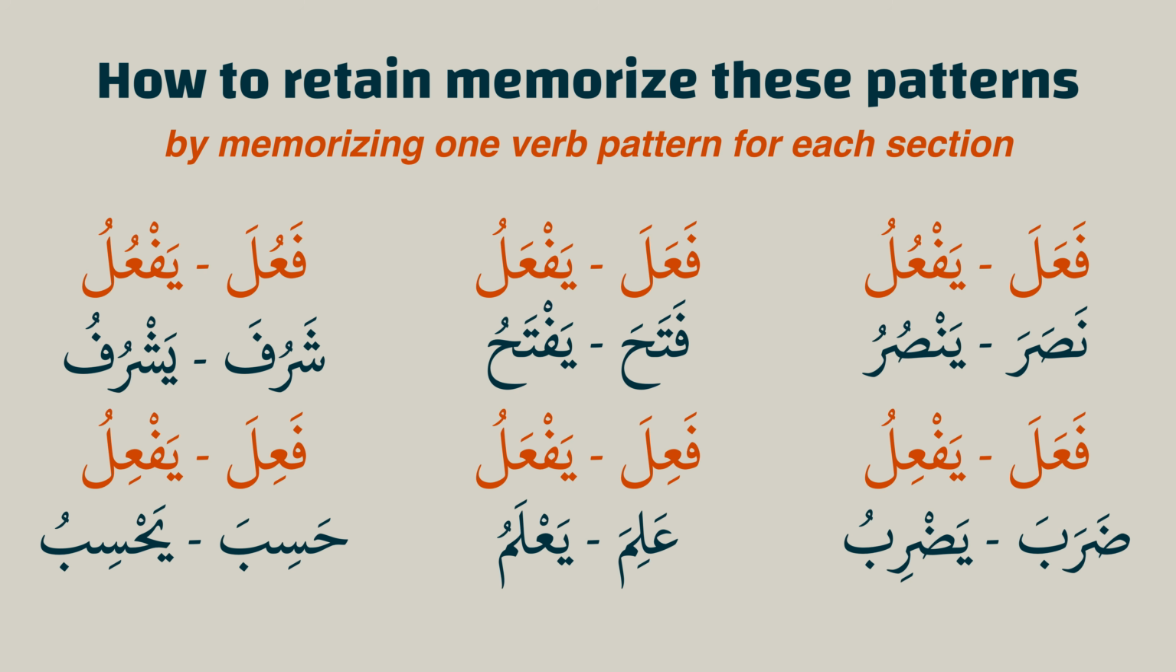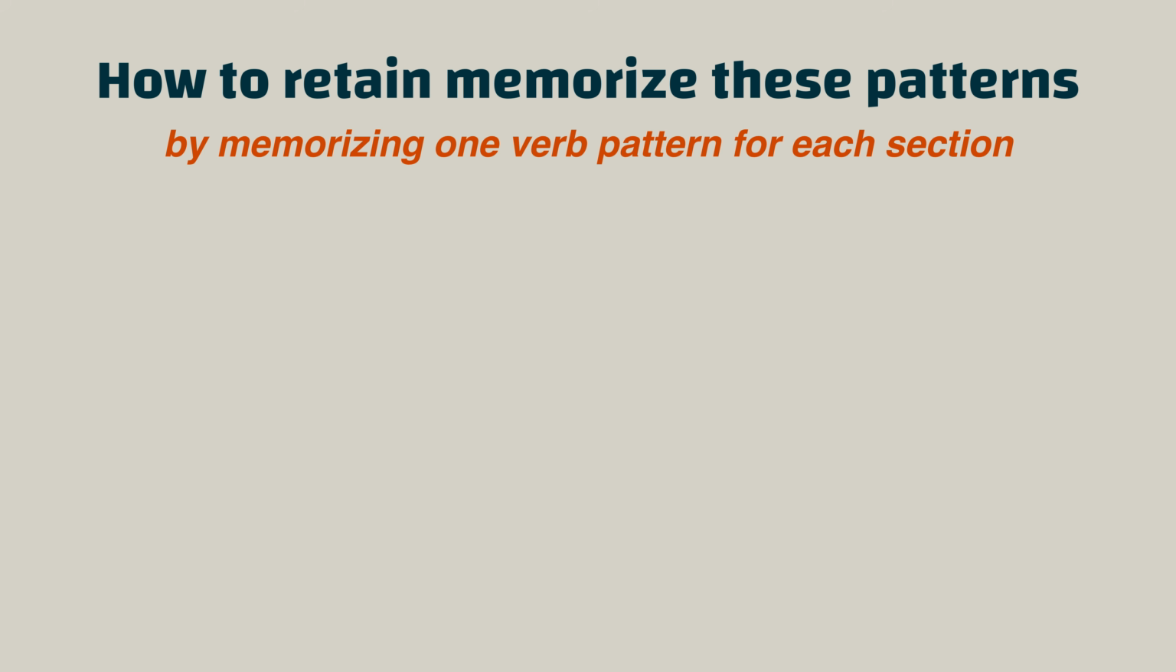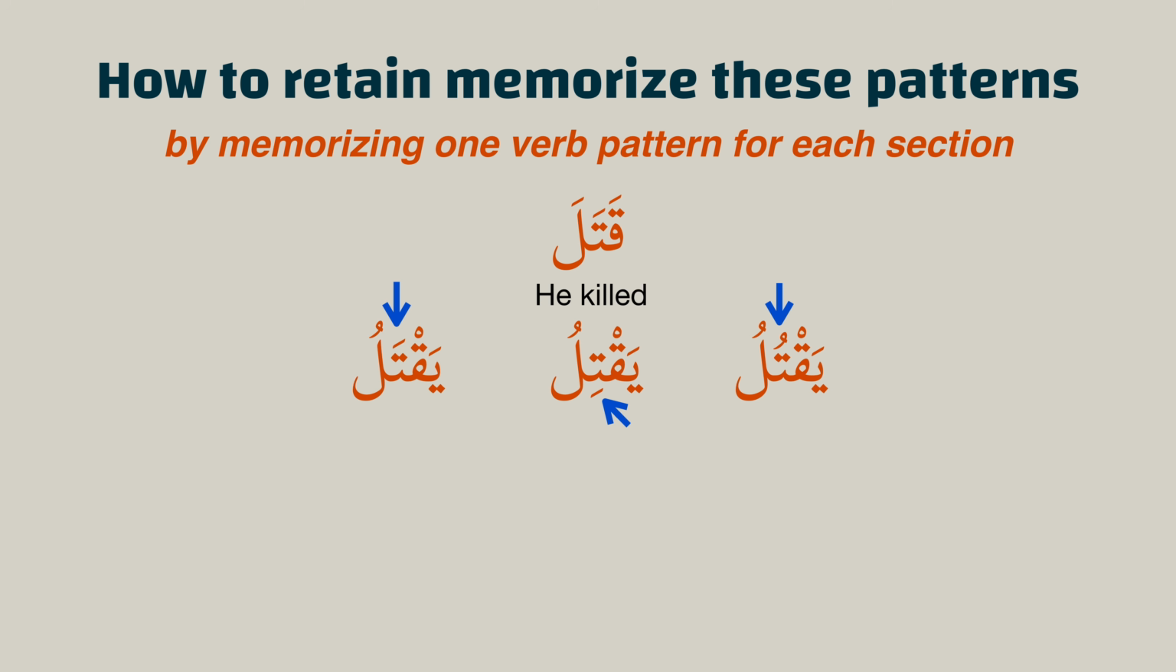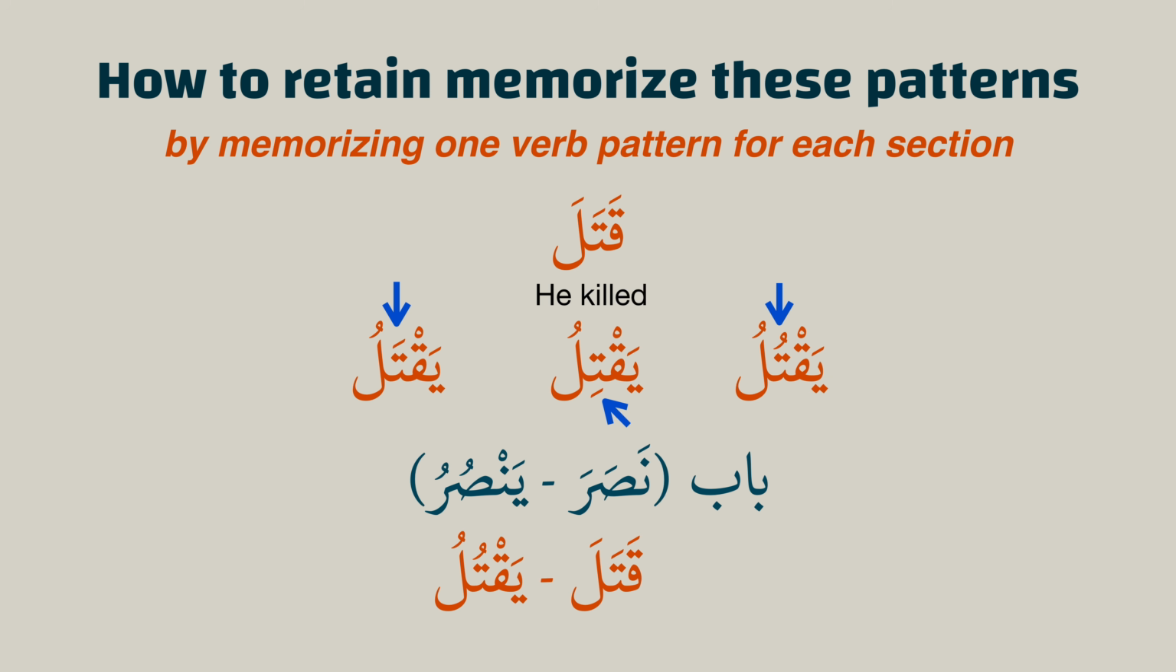Okay, now let's understand how it works with a simple example. Let's assume you came across a verb قتل, meaning he killed, but you don't know if its مضارع is يقتل or يقتل or يقتل. When you go to the dictionary and search the word qatala, you'll find it mentioned there that this verb is from bab nasara yansuru. And you'll be able to say that this verb is on the pattern qatala yaqtulu.